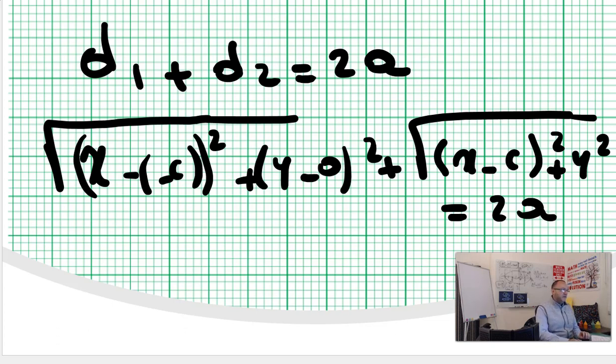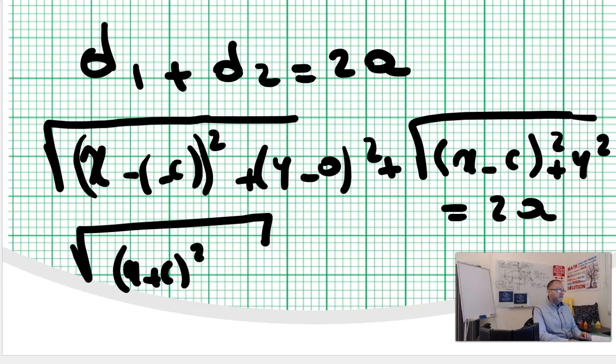Okay, now I go inside and I simplify. I can do it like this: this is X plus C inside plus Y squared. Let me put all that together under one root, like this. So I can do X plus C squared plus Y squared, right?